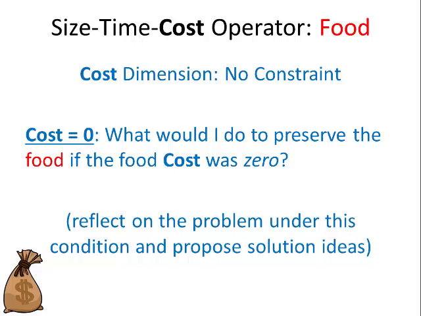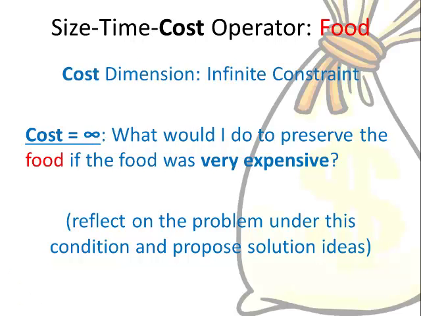This is another condition with no constraint. We need to think what we would do if the food were really inexpensive. Do we really need to invest into preserving inexpensive food? Some of us may even suggest that it is wiser to offer food to others for free rather than to think of its preservation. We have finally reached the sixth condition.